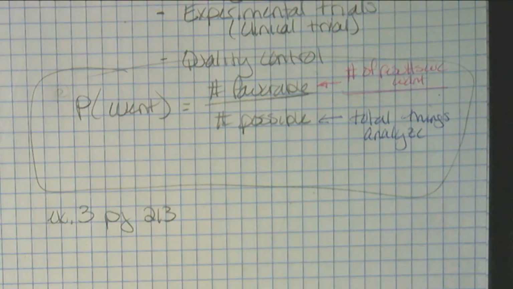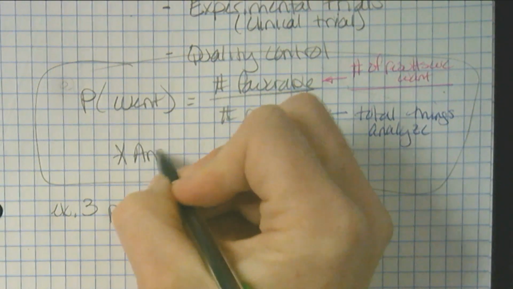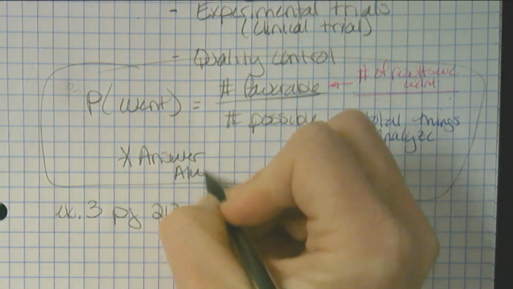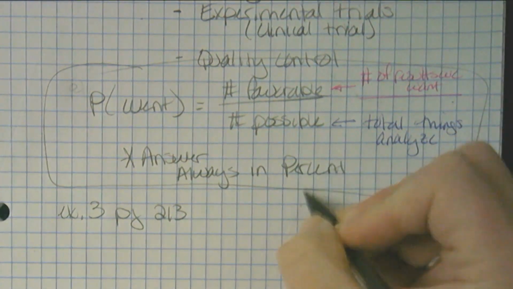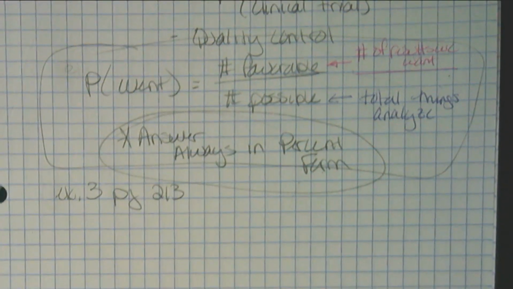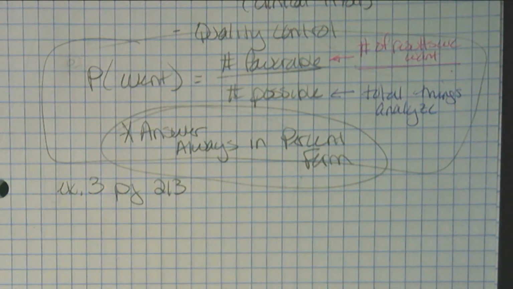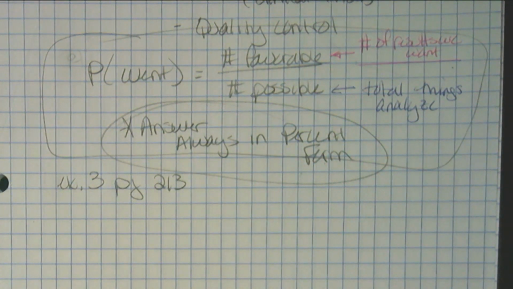One of the things I want to say about experimental probability: the answer is always going to be in percent form. Write that down, please. Whereas in theoretical probability, we usually leave it as a fraction. In experimental probability, we always do it as a percentage because it makes more sense.